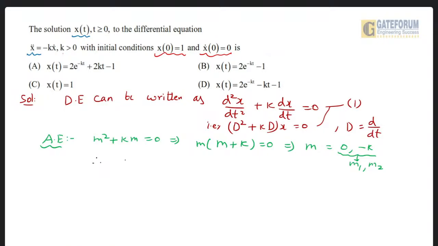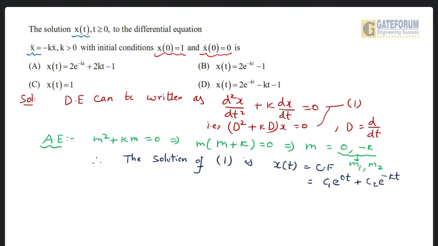Therefore, the solution of equation 1 is x of t is equal to CF, where, if you refer to the CF table, in place of x we now consider the independent variable t. For two distinct roots m1, m2, it is c1 e power m1 t plus c2 e to the power m2 t, because t is the independent variable. So c1 e power 0t plus c2 e to the power minus kt. This e power 0 value is 1.